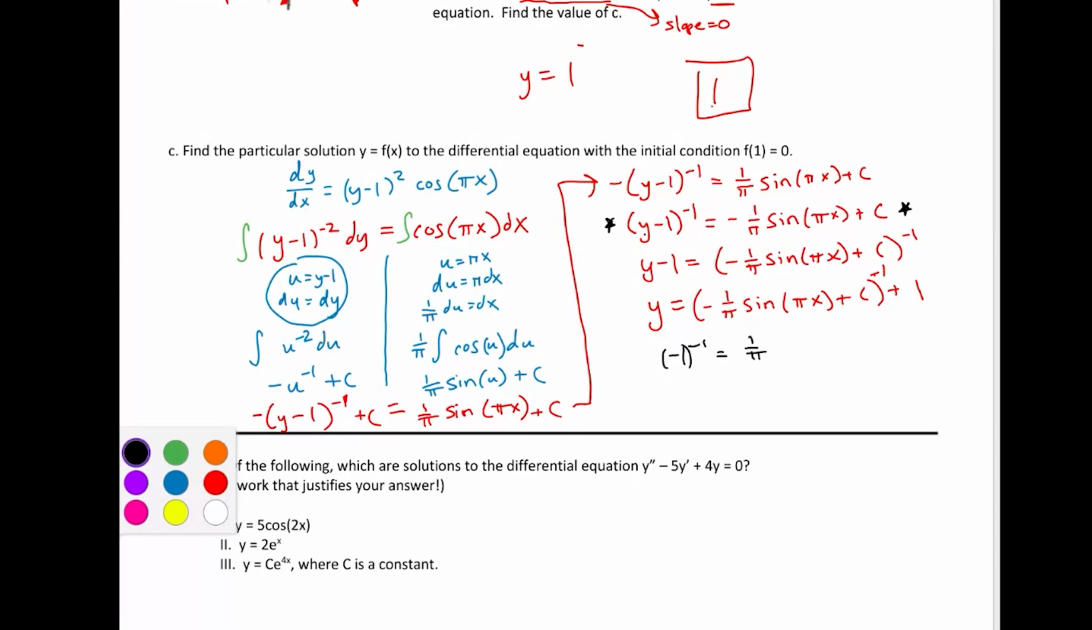Now, if x is 1, that's just sine of pi. And sine of pi, let's see, what would sine of pi be? That's just going to be 0, isn't it? So this is just going to be c. So yeah, -1 to the -1st power is really just 1 over -1, and 1 divided by -1 is just -1. So we have -1 is c. And now we're ready to write our final answer here. Y equals -1 over pi sine of pi x minus 1, to the -1st power, plus 1.